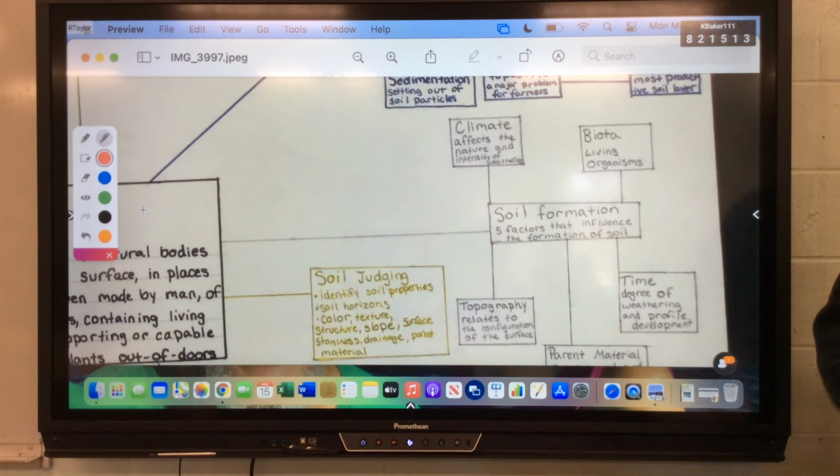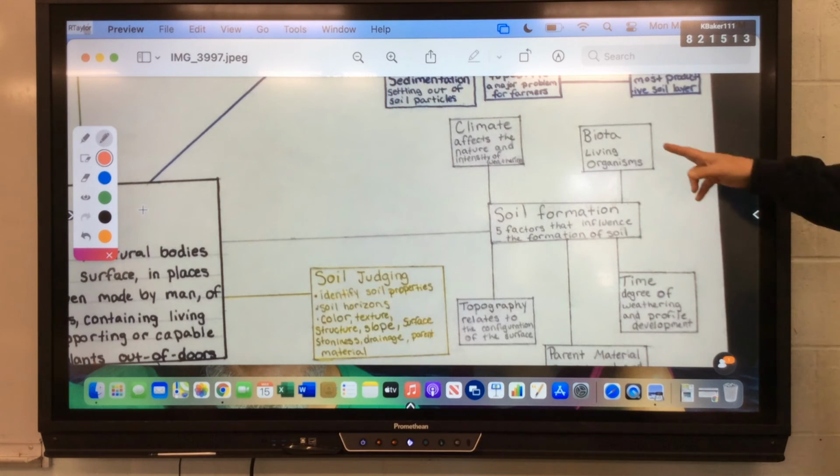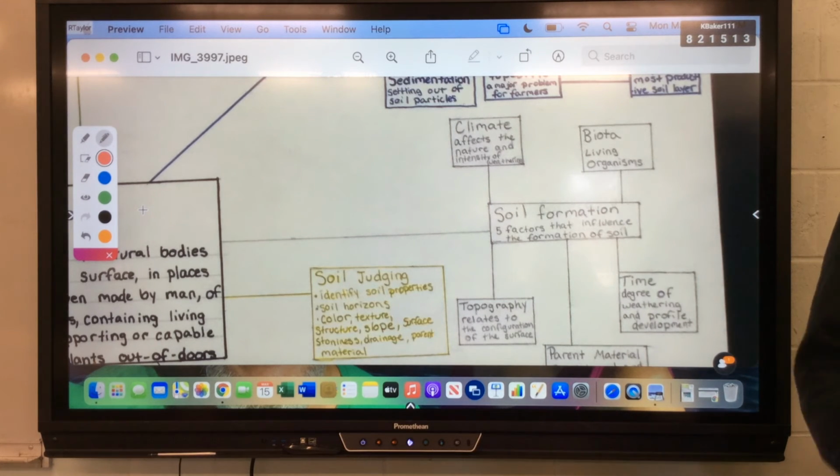Now, biota are living organisms. Remember, when organisms die and decompose, don't they put organic matter into your soil? So those living things become that 5% of our soil, that's biota. So biota can be a big factor. What living things did you have? What bacteria and fungi and macroorganisms were there? That will help form your soil.